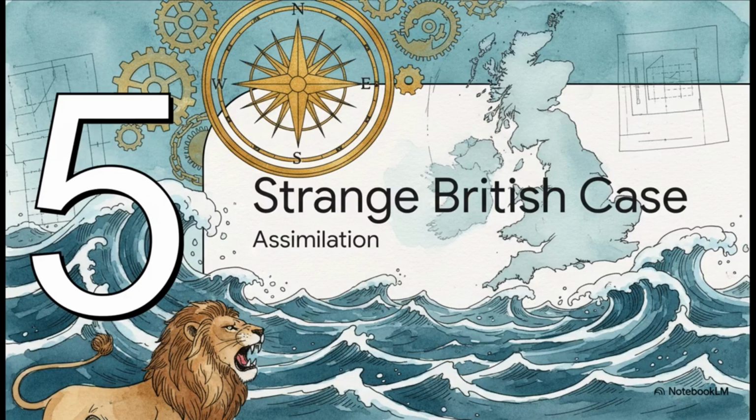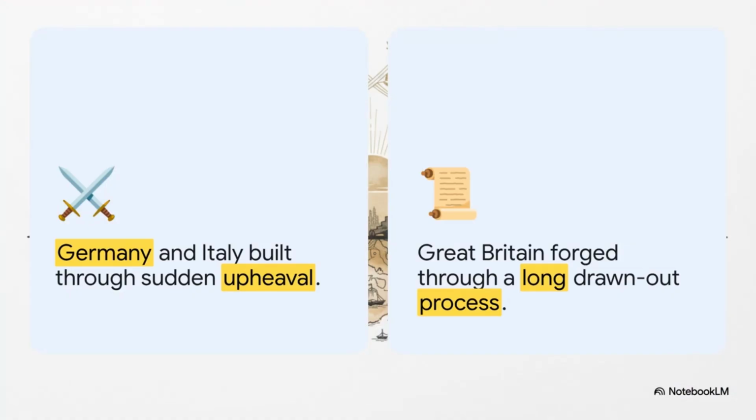Section 5. The Strange British Case, Assimilation and Suppression. Here, we're going to find a completely different blueprint for building a nation-state. Some scholars argue that Great Britain is the ultimate model of the nation-state, but its formation was radically different from what we just saw. In Germany and Italy, unification was the result of sudden upheaval, revolution, and intense localized wars over just a few decades.